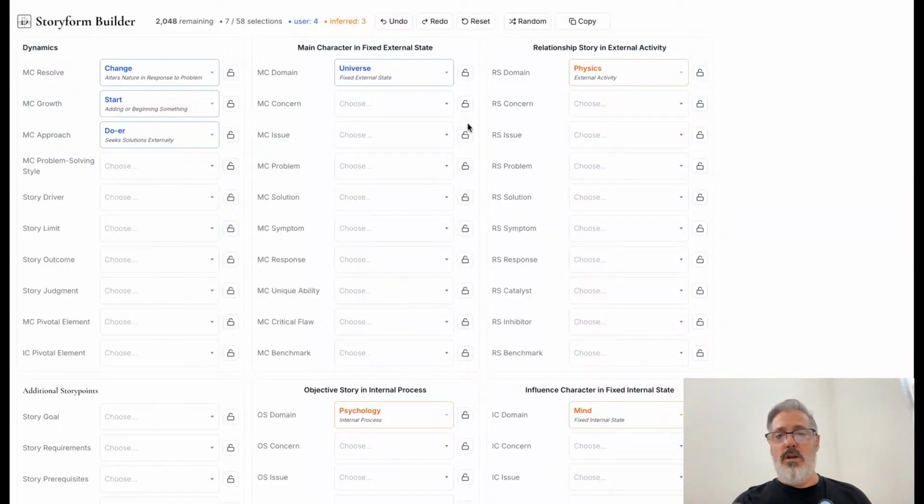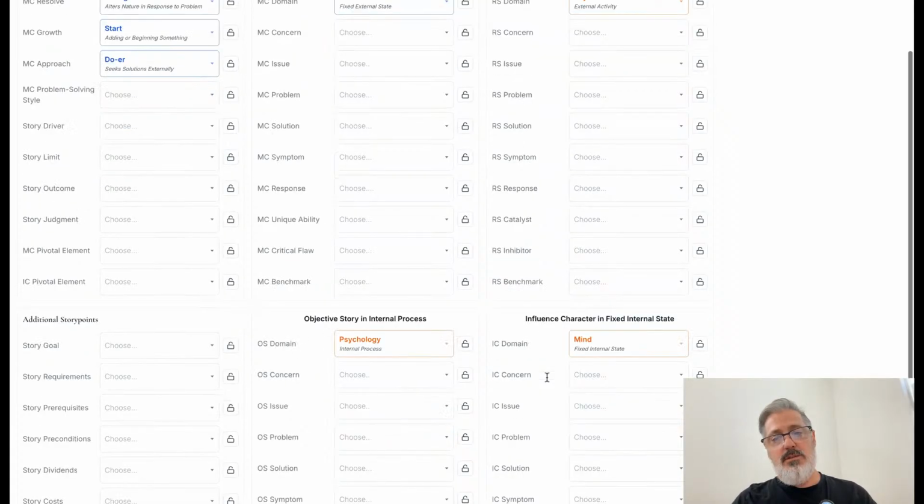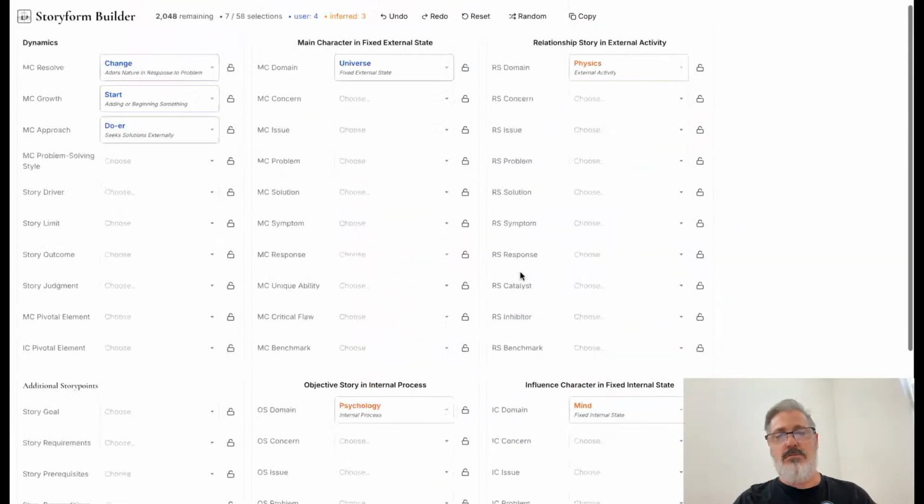And then always the main character and the influence character will be diagonally opposed, and the objective story and the relationship story are always going to be opposed. The reason for that is, for the main character, think of that cliche line: you and I are both alike, and it's like, no, I'm nothing like you. Yes, you are, you're just a shadow self of me, all that stuff. Well, the reason that comes up is the main character is just the I perspective of the narrative, and the influence character is the you perspective.